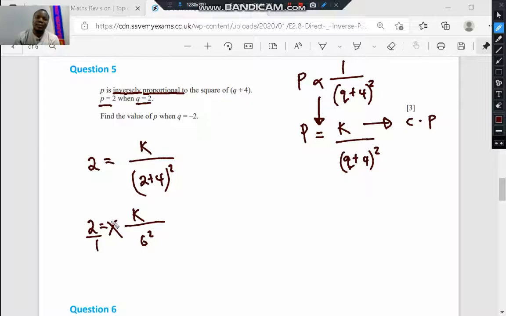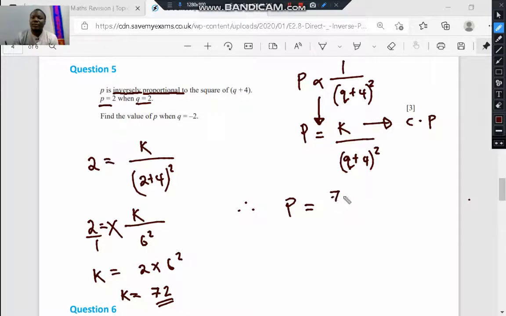If we cross multiply here, we're going to have K equals 2 times 6 squared, which is 36, and 36 times 2 should be 72. So it means K would be equal to 72. So the constant of proportion is K equals 72. Now our formula becomes P equals 72 over Q plus 4, squared. This is the formula to use for whatever other thing will be following. So this is now our fully fledged formula.